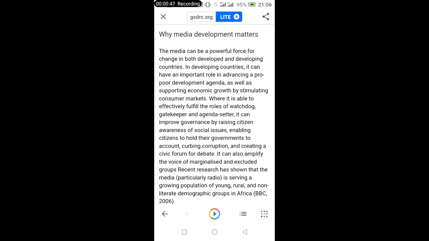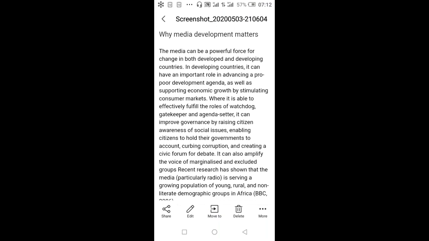Now look at this again. Why media development matters. The media can be a powerful force for change in both developed and developing countries. So we're saying here that communication does not just foster development in developing countries, but even in developed countries, there is a need for communication to continually sustain development. Development has to be sustained, and for development to be sustained, the media has to be in play.